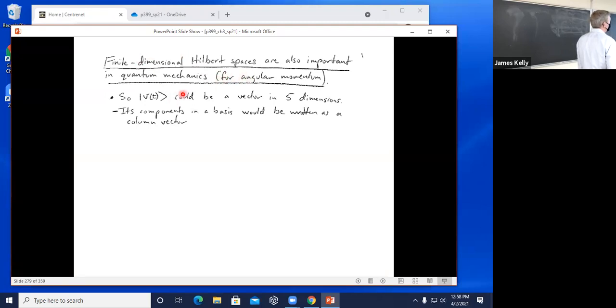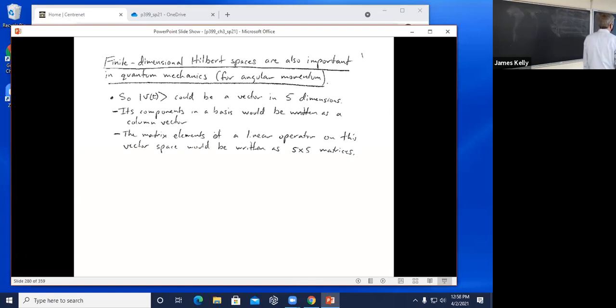What about, our vector we're talking about could be a vector in 5 dimensions. Its components would be written as a column vector with 5 elements, for example. That's the kind of thing we're talking about. Your good old friend, right? We're used to this, especially if you've taken linear algebra. You do a lot of stuff in finite dimensions.